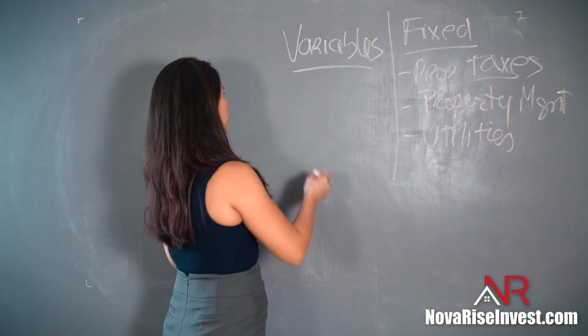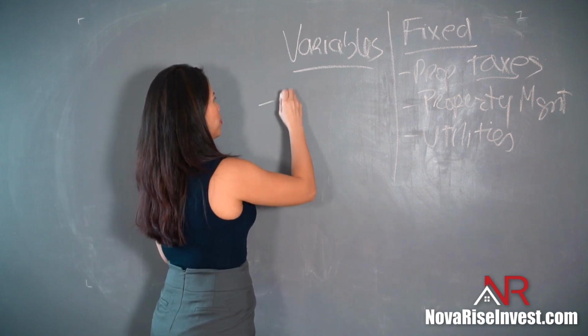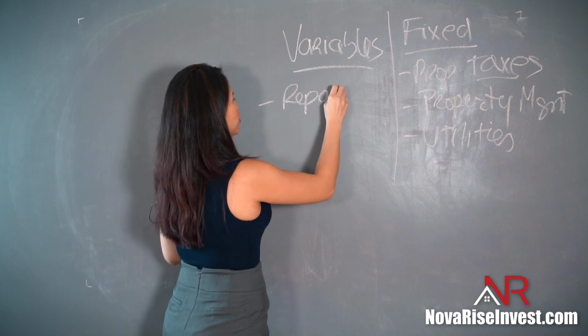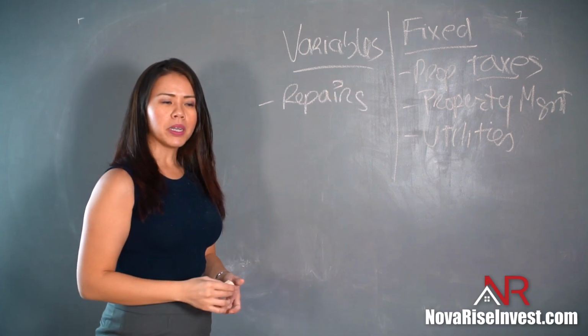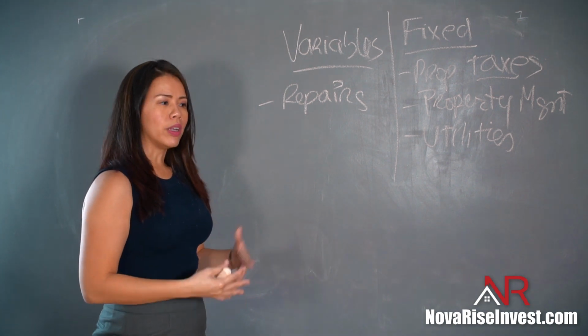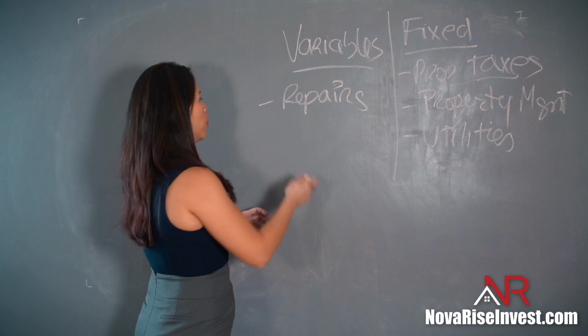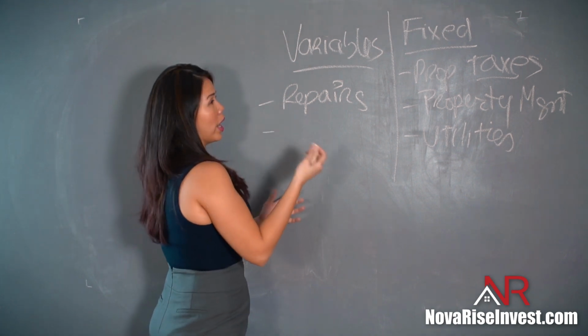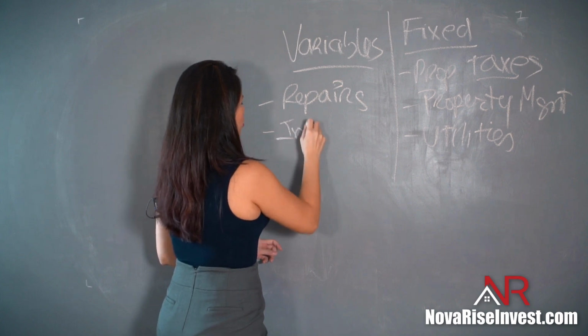The variable cost could be any one-off expenses that you have to repair. So we're gonna put repairs over here, and maybe mortgage interest, because not all of us will have a mortgage on a property. Some of us manage to buy our property cash. So that is, in essence, the way I view it, it's a variable cost, which means here, interest, right?